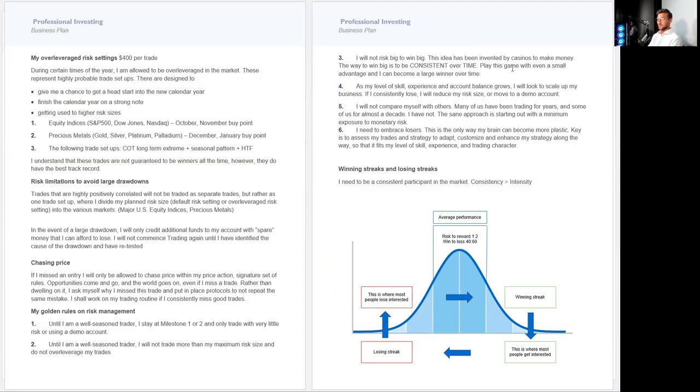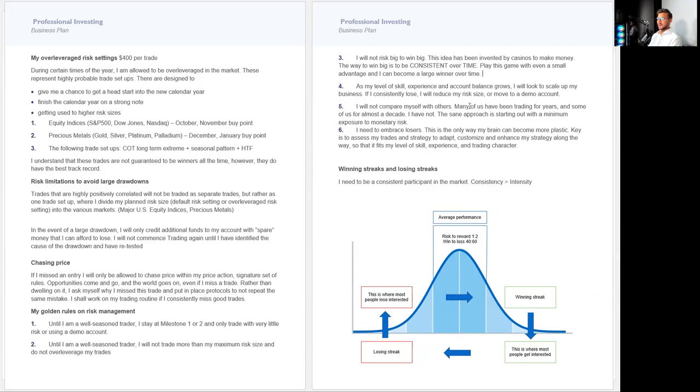And we want to play this game with even a small advantage, and then we can become a large winner over time. Again, over time. And what the casinos have been telling all of us is to risk big to win big, while what they are doing is to have a small advantage in their favor, and over time they become large winners, which is exactly the same as what we're trying to do. So we can never risk big to win big.